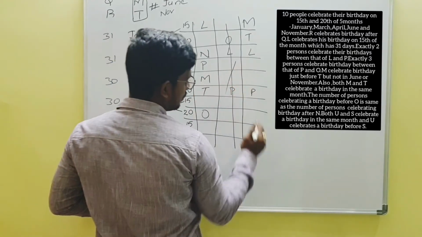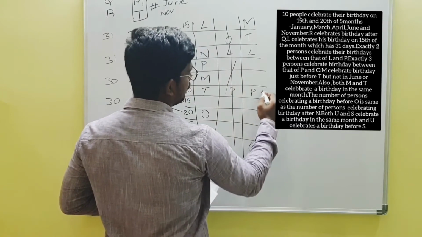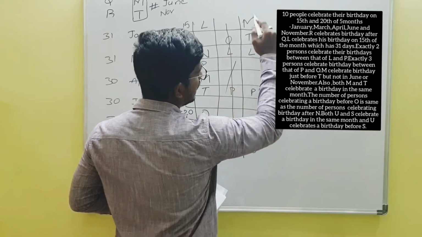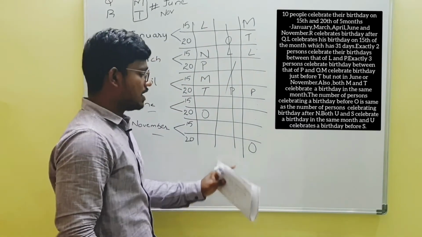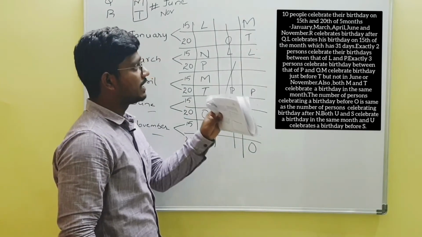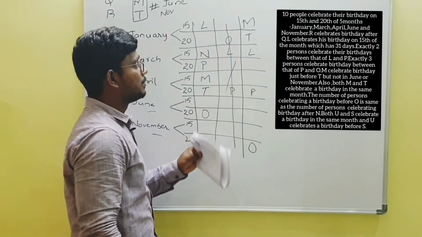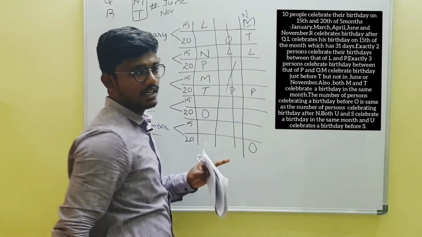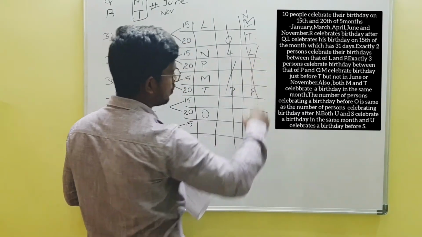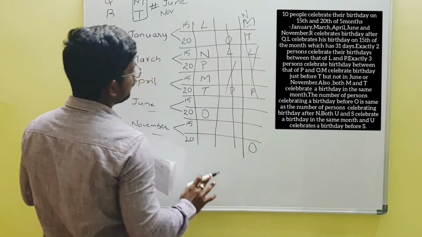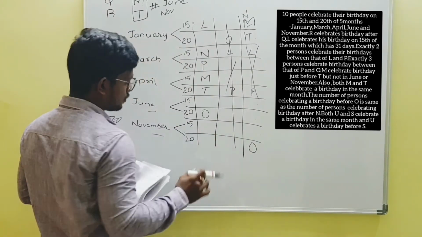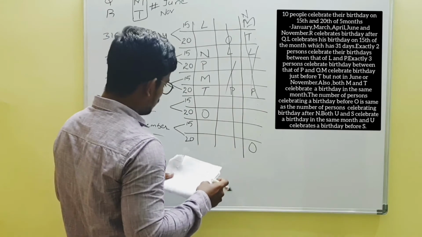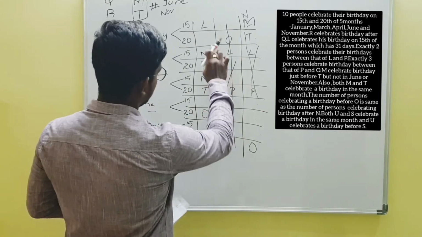Coming to this case, 1, 2, 3, 4, 5, 6, 7, 8, 9 persons are celebrating their birthday before O. So after N, 9 persons must celebrate their birthday. So I have to place N here, but already M is placed there. So even this case is not valid. So my only possibility is this case. O is placed here, N is placed here.